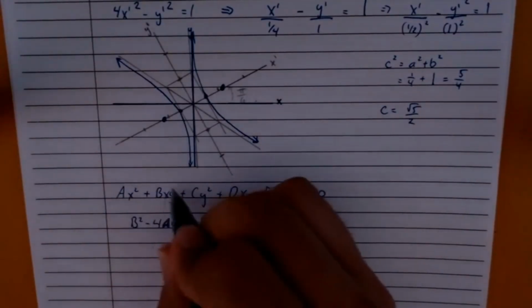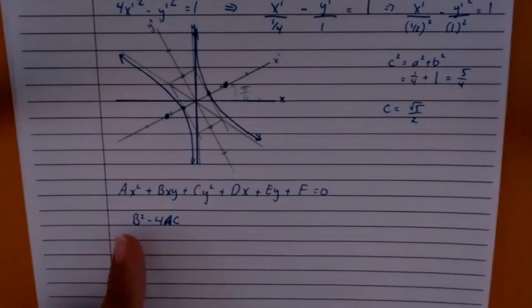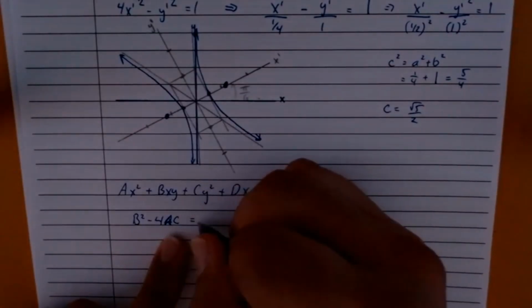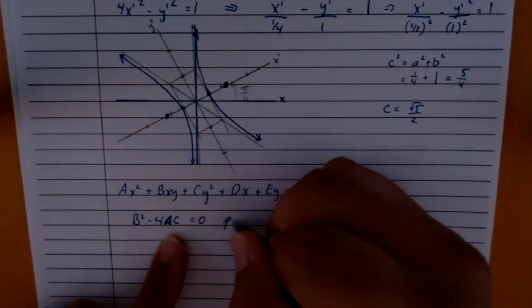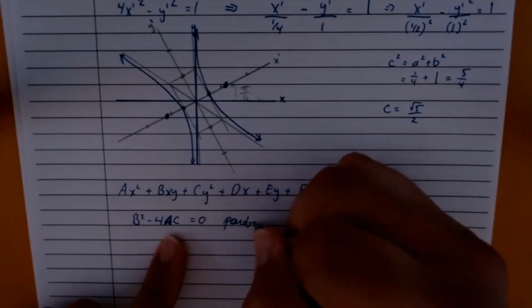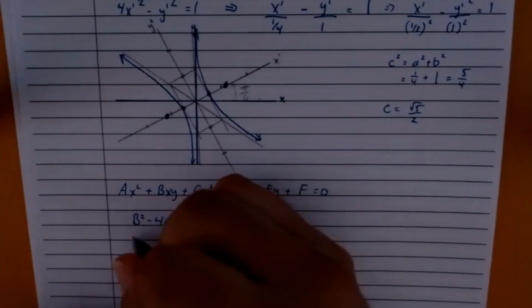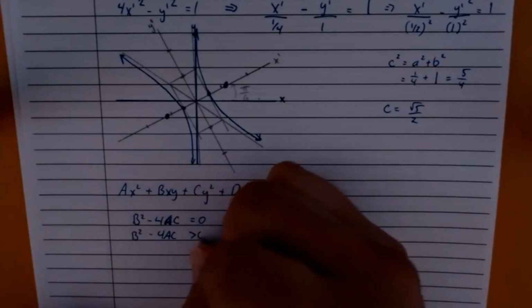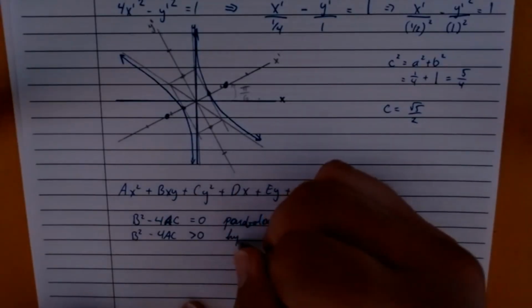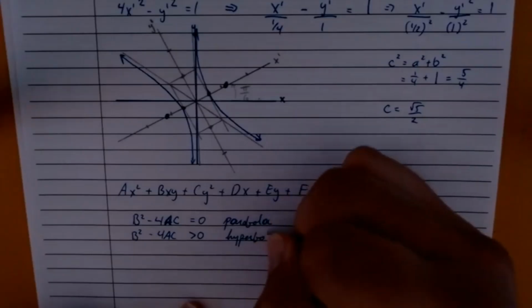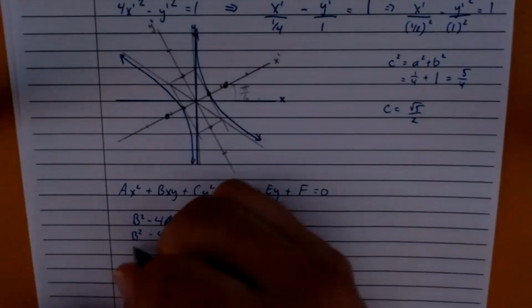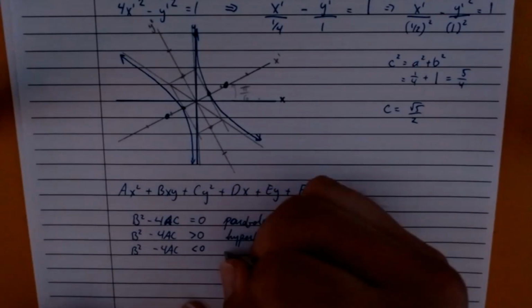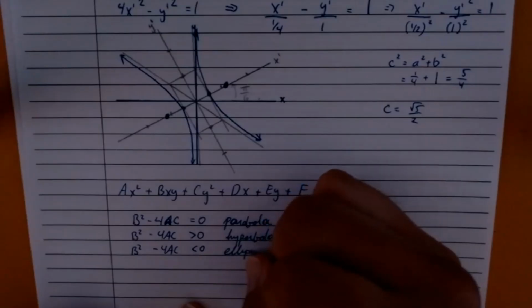But if you do have a bxy term, then the result, b squared minus 4ac, if that is equal to 0, then you have a parabola. If b squared minus 4ac is greater than 0, you have a hyperbola. And if b squared minus 4ac is less than 0, then you have an ellipse.